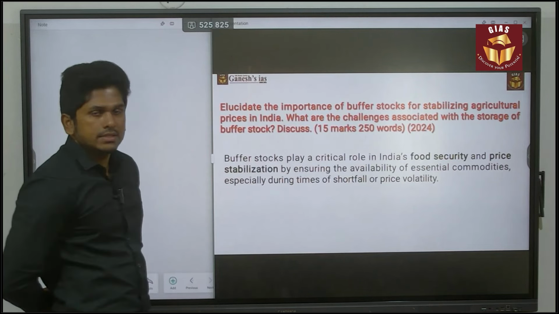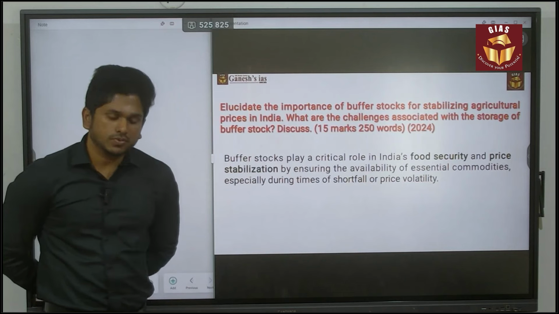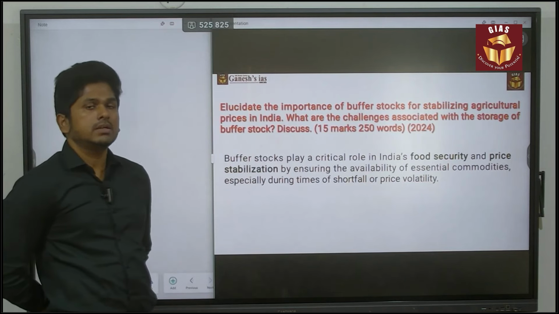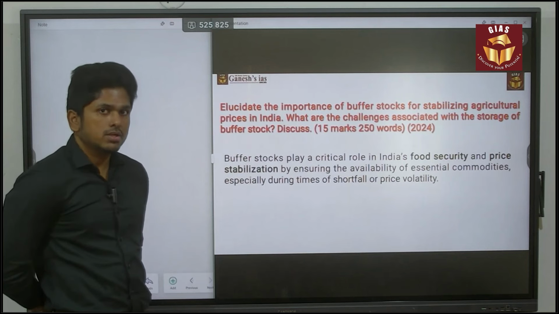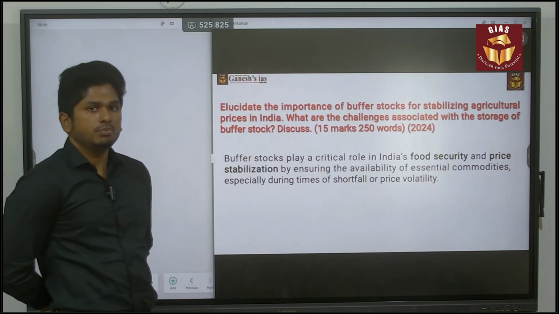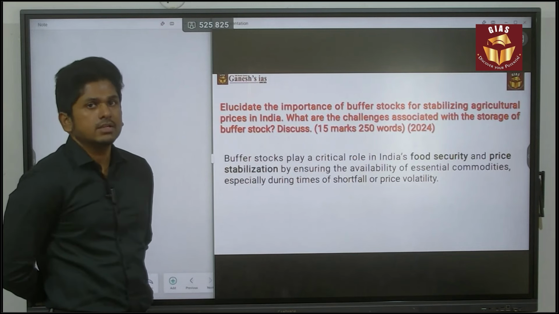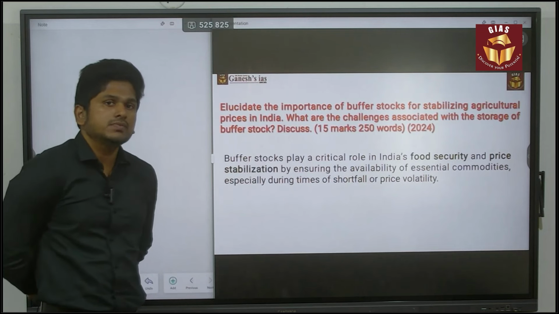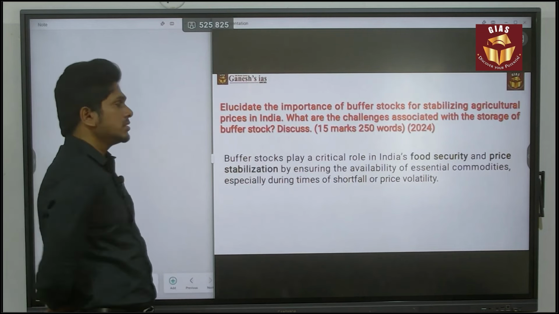We already discussed many 15 mark questions. When it comes to the 15 mark, you have to do a brainstorming because it is a 250 words question, and you have to fill 2.5 pages. So that is the major thing. You have to do brainstorming before starting to answer your paper, because there is a possibility of deviation from your answer.